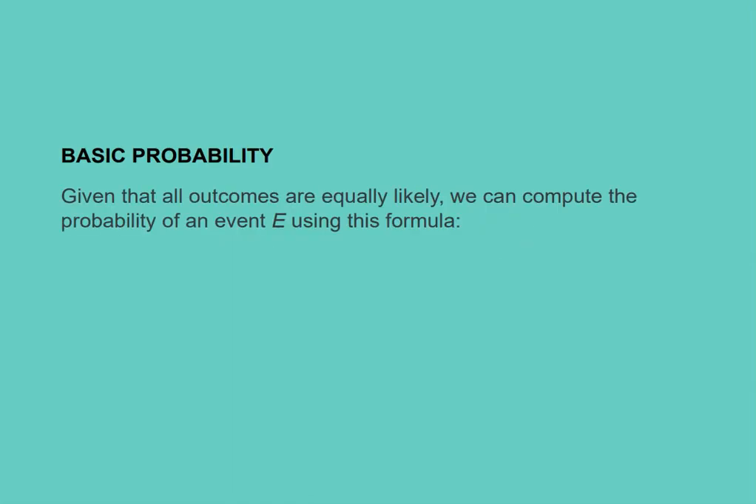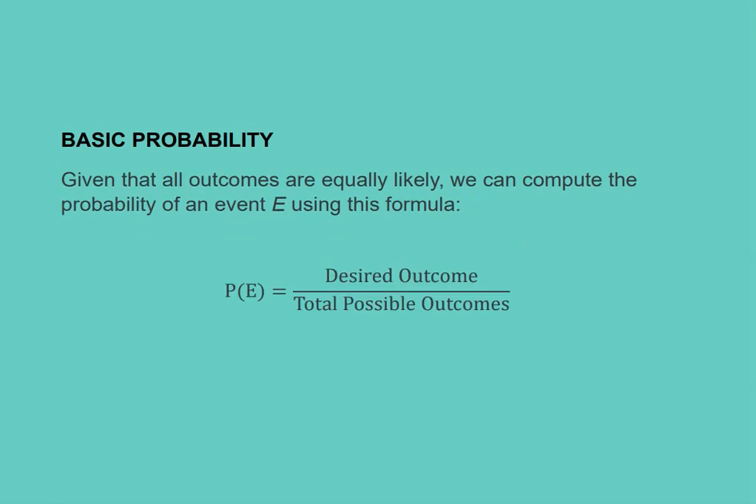For basic probability, given that all outcomes are equally likely, we can compute the probability of an event E using this formula. The probability of an event is equal to the desired outcomes divided by the total possible outcomes.